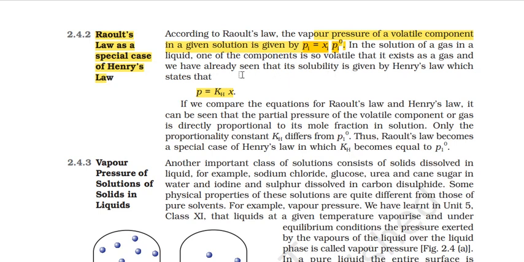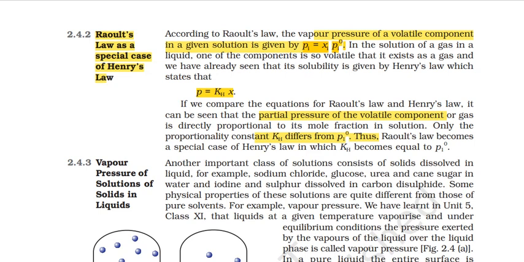Similarly, what did Henry say? Henry said the same thing. He said that the pressure is directly proportional to the mole fraction. If we compare the equations, it can be seen that the partial pressure of the volatile component or gas is directly proportional to its mole fraction. Only the proportionality constants differ. Ek mein humne partial pressure of pure solvent liya, dusre mein Henry's constant. Thus, Raoult's law becomes a special case of Henry's law in which KH becomes equal to Pi naught.